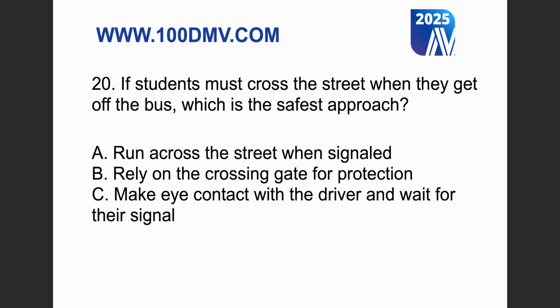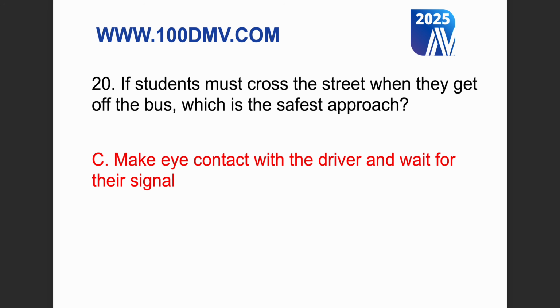20. If students must cross the street when they get off the bus, which is the safest approach? A. Run across the street when signaled. B. Rely on the crossing gate for protection. C. Make eye contact with the driver and wait for their signal. Correct answer, C. Make eye contact with the driver and wait for their signal.